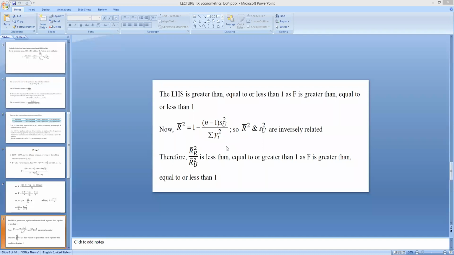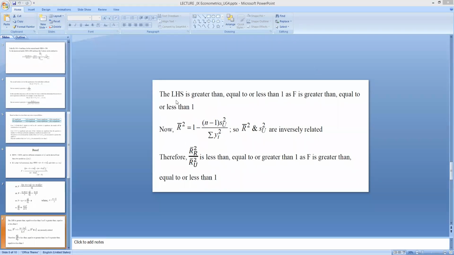Now I am rewriting this proposition both for the unrestricted as well as for the restricted model, nothing else. So if you understand the basic relationship between R bar square and A square, this relationship will hold both for unrestricted as well as for the restricted model. Okay. Now stop writing, look at the slide.